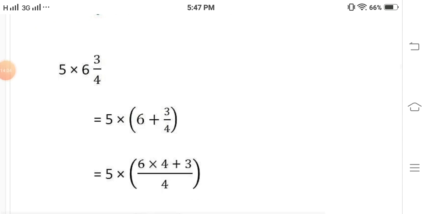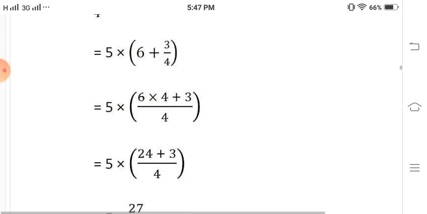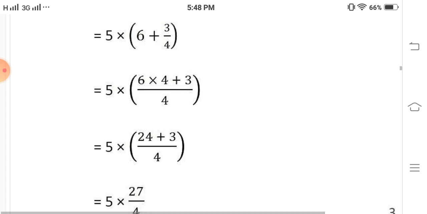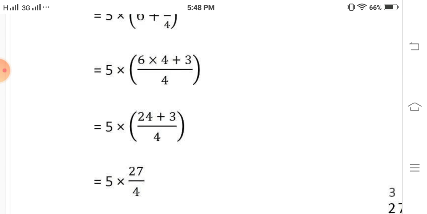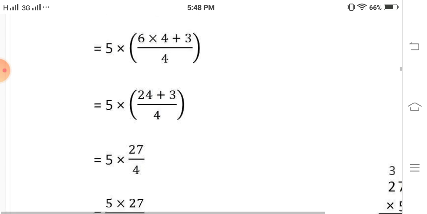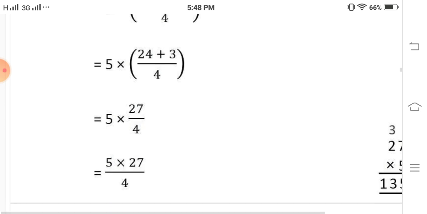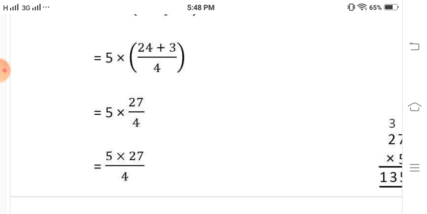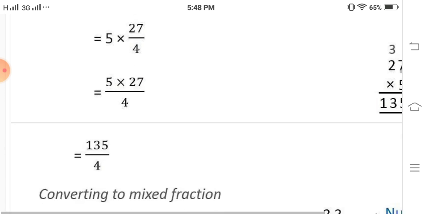Again we will simplify the mixed fraction first. 5 multiplied by 6 plus 3 upon 4, which is equals to, now we will multiply 6 with 4 plus 3, which is equals to 5 multiplied by 24 plus 3 upon 4, which becomes 5 multiplied by 27 upon 4. 27 into 5 is 135.